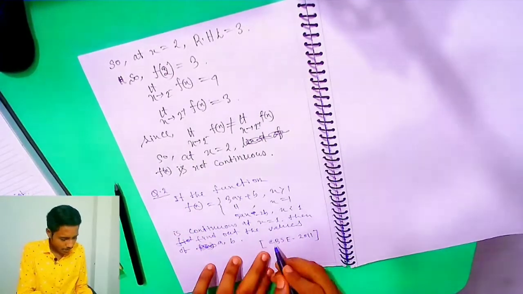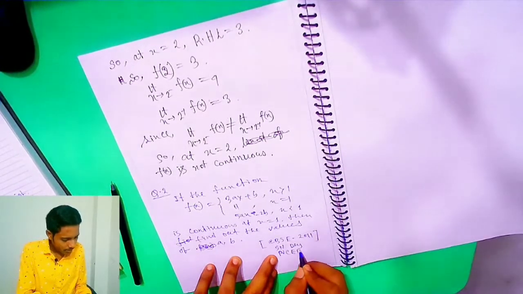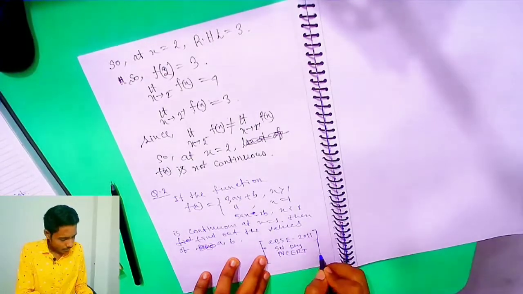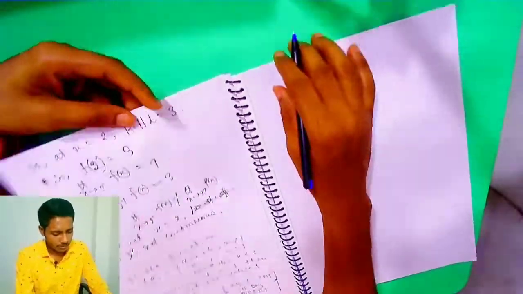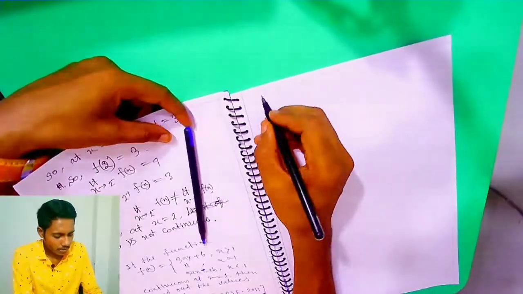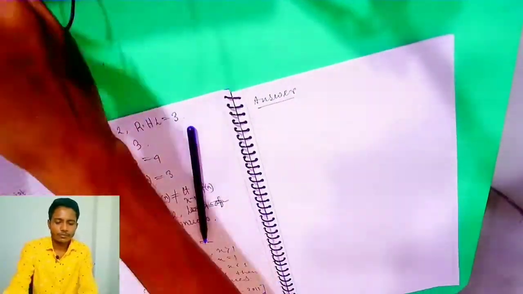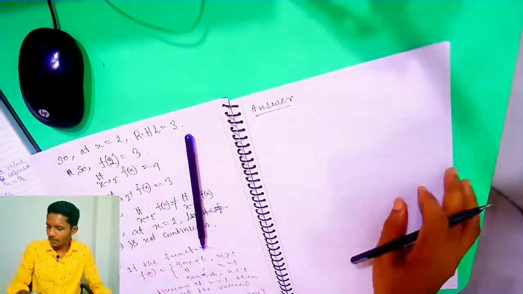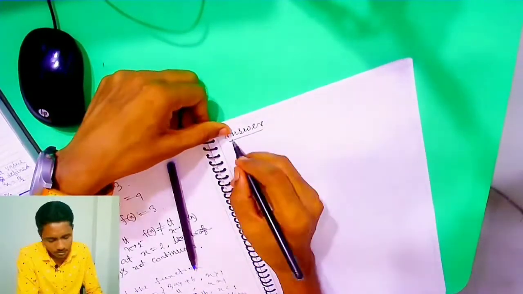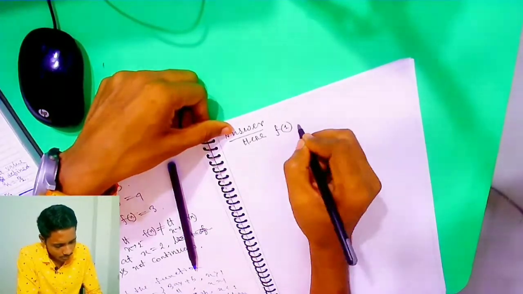And source NCERT, the source. Okay. A solution. Answer is here f of 1 is equal to 11.